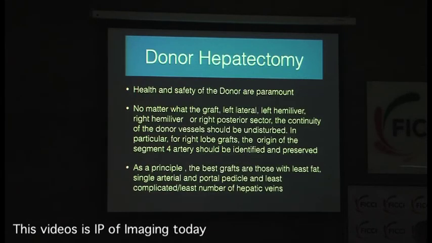I'll tell you very briefly about donor hepatectomy. And donor hepatectomy, the principles are the same. You make sure that whatever is left in the donor is totally uninterrupted. The surgeon is not going to touch the arterial supply to the remnant left lobe.